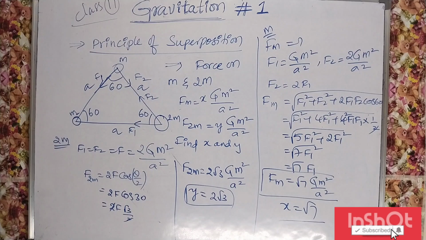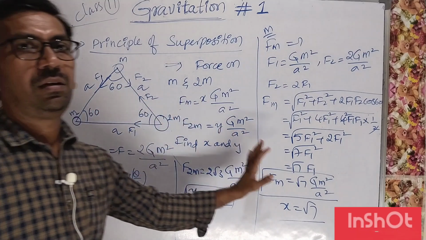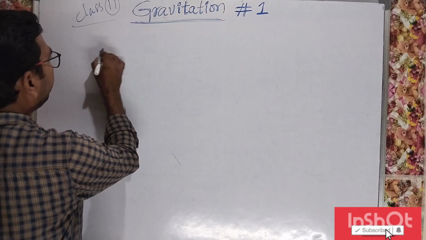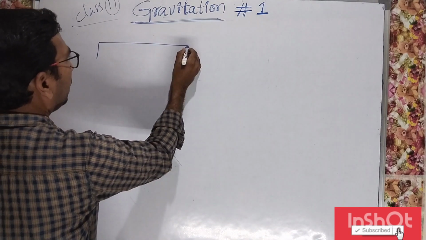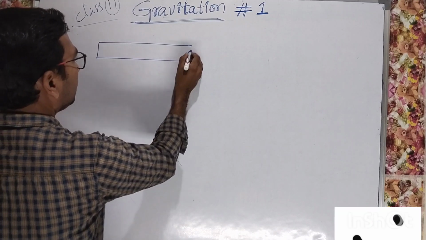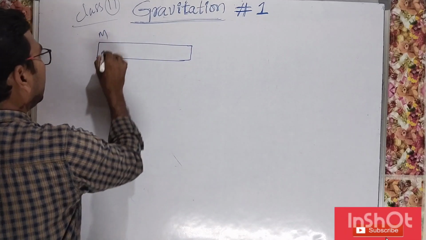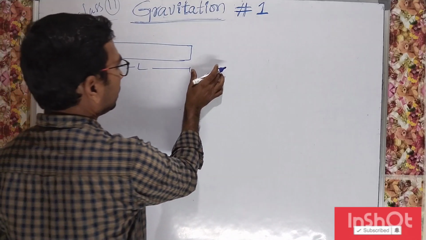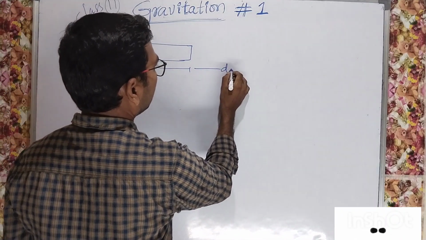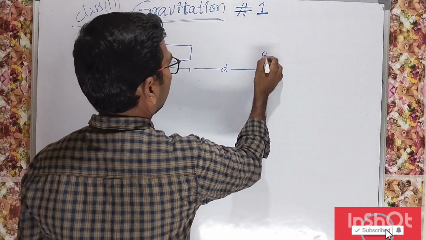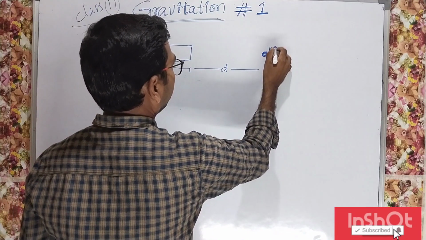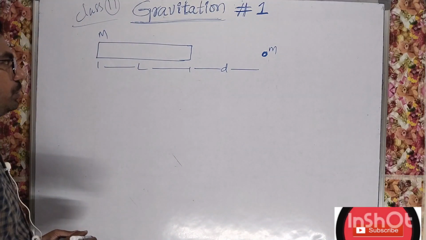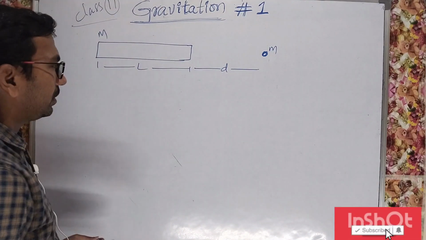The principle of superposition. Consider a rod of mass capital M and length L. From this rod, at a distance d, one small mass m is placed. What is the gravitational force between the rod and the mass? You can find it out.